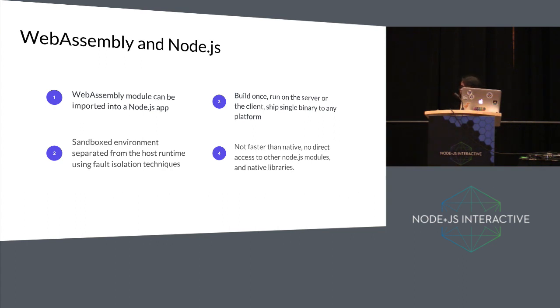So for Node.js specifically, I want to mention that it is not faster than using a native library. It's not faster than native. The speed goal here is to be near native. There's no direct access to other Node.js modules and native libraries. The portability and security that we've been talking about comes at a cost. So for the application, that's a trade-off that the developer has to make, whether the cost in terms of speed that you would pay for the portability and security is worth it to you.